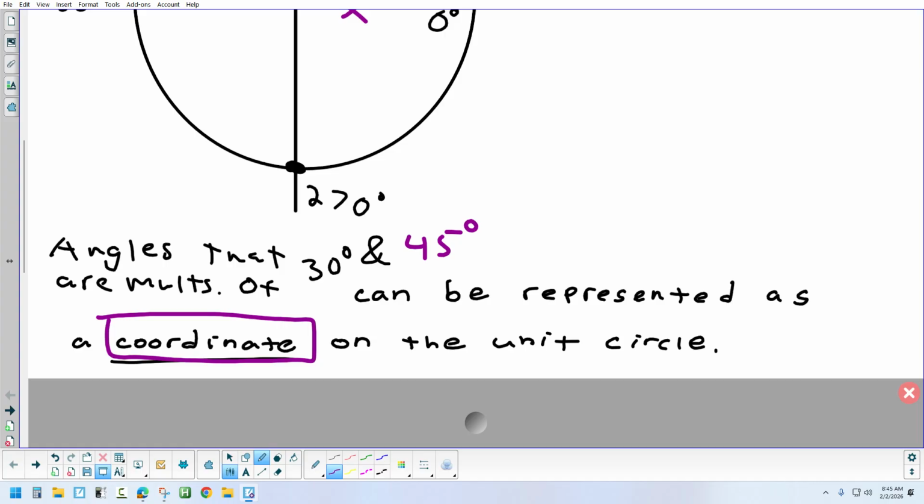And because we're only working with very specific angles, okay, angles that are multiples of 30 and 45, so ones like 30, 60, 90, 120, 150. Right? Those are your multiples of 30. And then multiples of 45 are like 45, 90, 135, 180, 225, things like that. Because we're only working with certain angles, we're only going to see certain coordinates, and we're going to start to see patterns in those coordinates. And there's not going to be a lot of different coordinates we have to know.